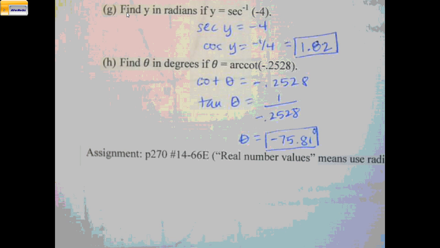Questions? Alrighty, your assignment's on the board. It says real number values means to use radians.